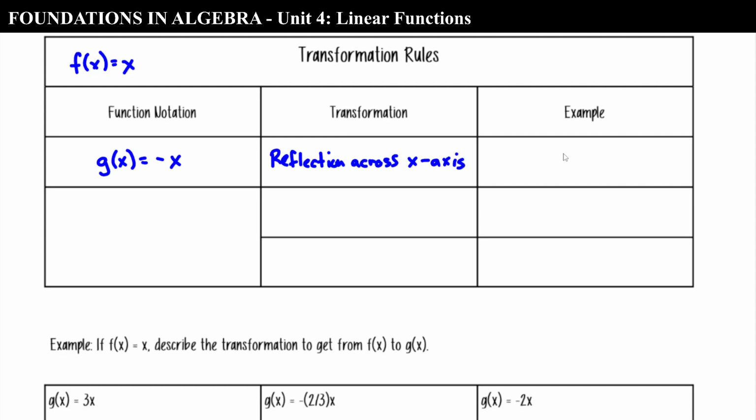So an example of how this would look is that you would have g of x equals just negative x. Okay, that's about as good of an example as you can get. You just make it a negative.